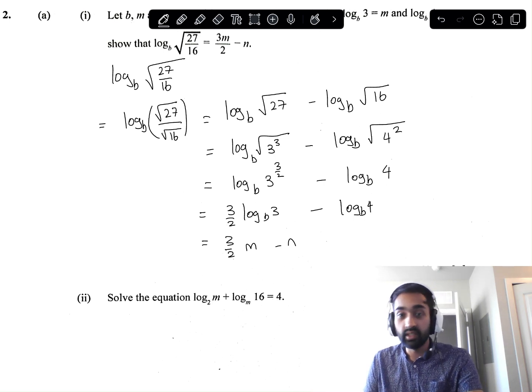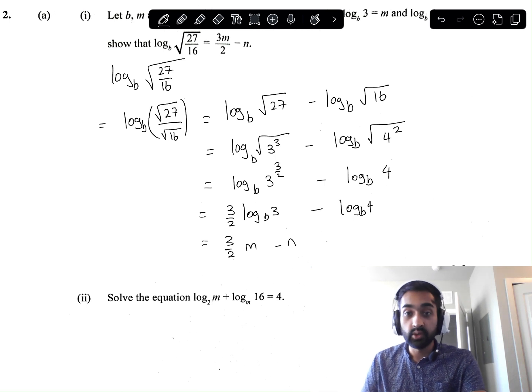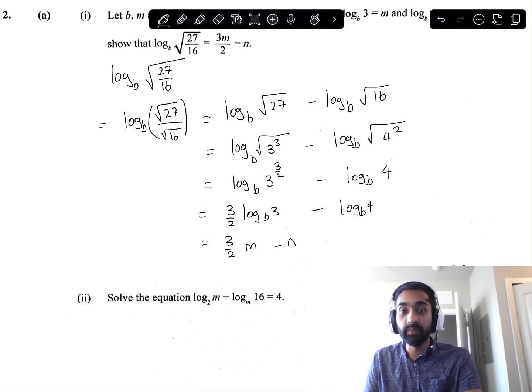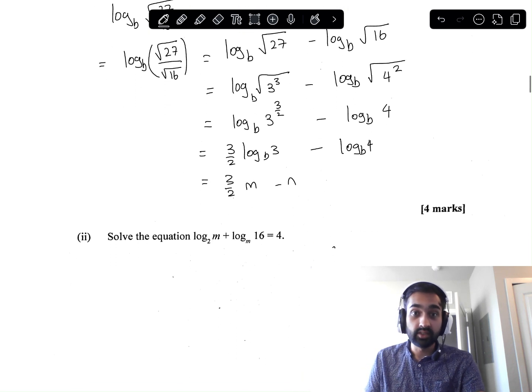So it's just using the log laws. You should be really comfortable with the log laws at this point. And then you just have to remember that 27 is 3 cubed and 16 is 4 squared. It's definitely good to be familiar with the basic squares like that. Like if you see 81, it might be really useful to write it as 9 squared. So it's good to know those things.